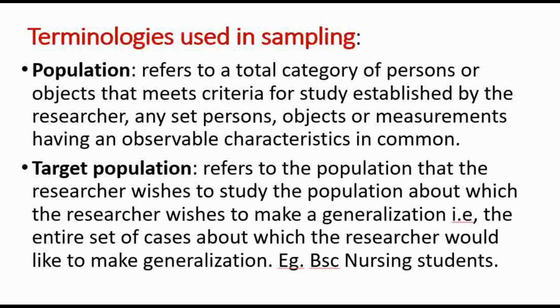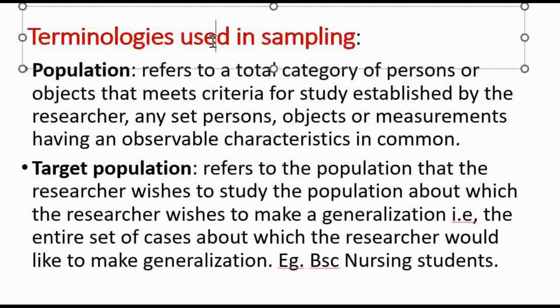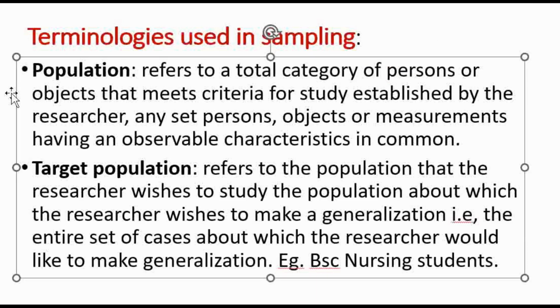So the main terminologies under nursing research begin with the population. It refers to the total category of persons or objects that meets criteria for the study established by the researcher. Any set of persons, objects or measurements having an observable characteristic in common. So population is the overall group meeting the criteria we are expecting. That makes the point clear.